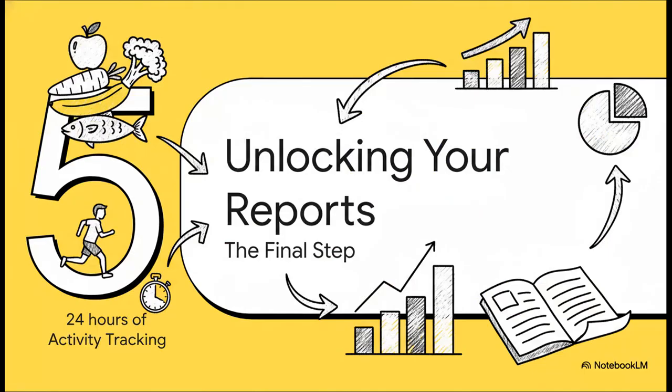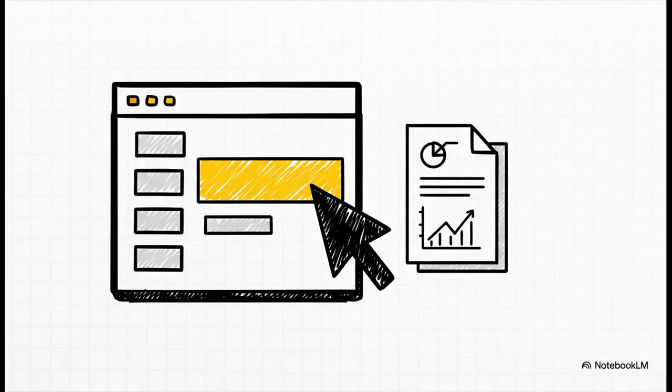Okay, you've done all the hard work of logging. All 5 days of food and activity are in the system. And now for the payoff, turning all that raw data into your final reports. This is super simple, but absolutely critical. When you go to the report section, you'll see a few different options. The one you need to generate and submit for this project is All Daily Reports. That one selection will give you everything you need for the analysis questions.